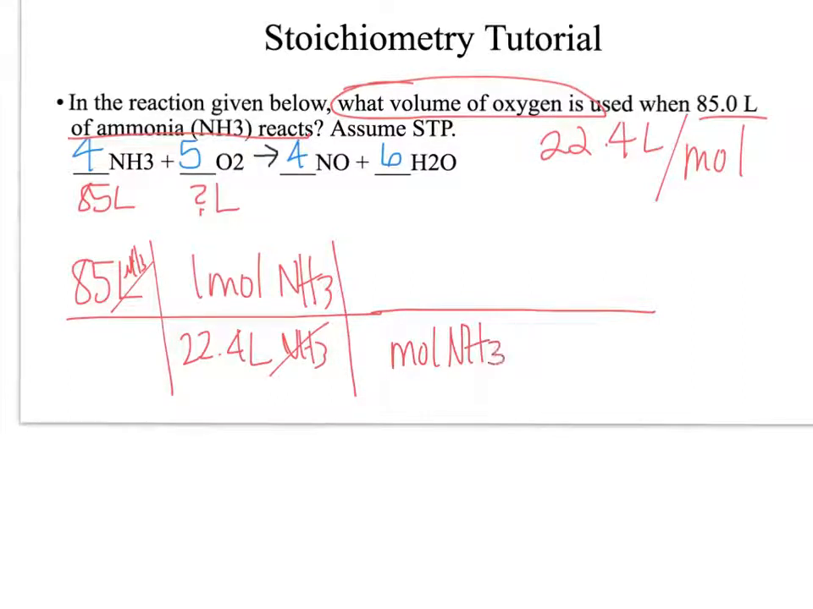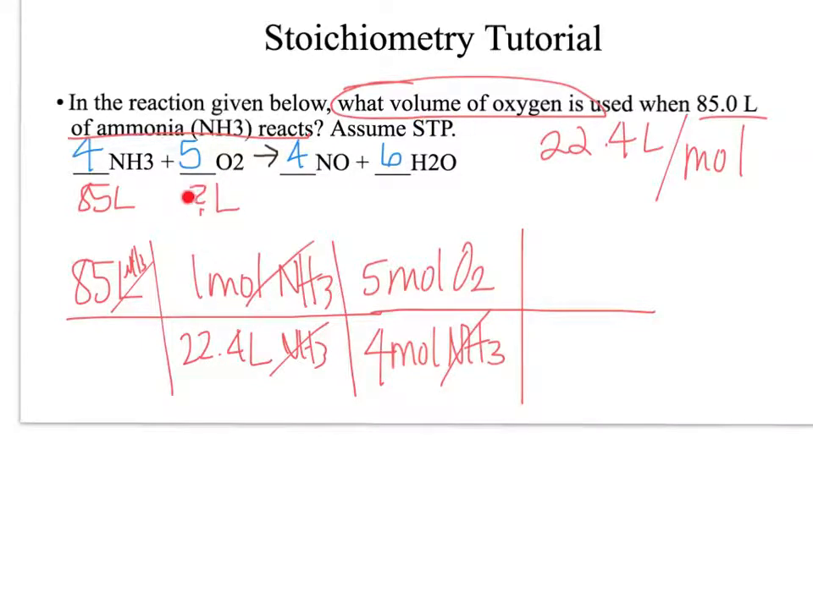I go look at the balanced equation and I see that I have 4. So I'm going to write a 4 here. And then I'm trying to get to oxygen. That's what it's asking me for. So my unknown here is oxygen. And so I go look and I see that I have 5 moles of oxygen here. So I'm going to do 5 moles of oxygen on the top. So now I've gotten rid of moles of NH3. And we're in moles of oxygen, and it's asking for volume, which is right here.